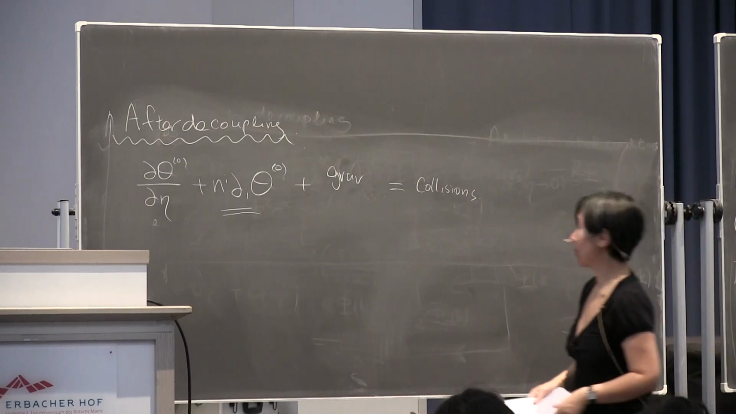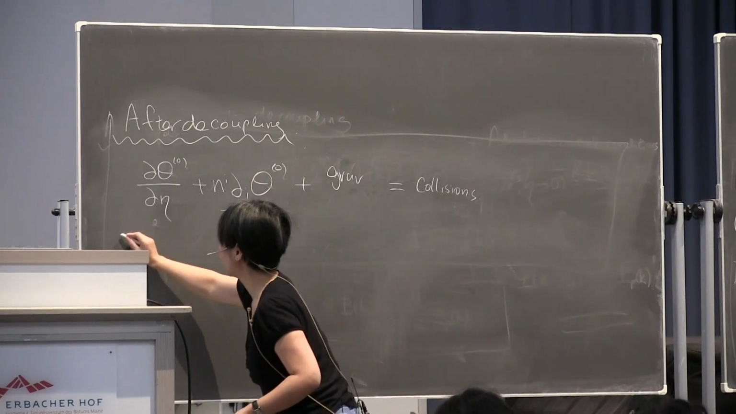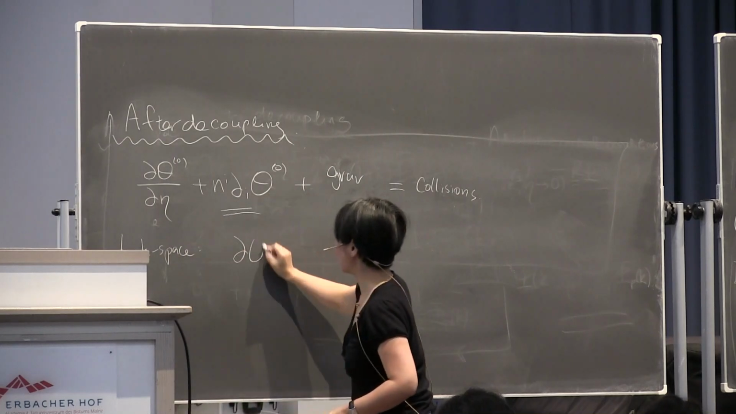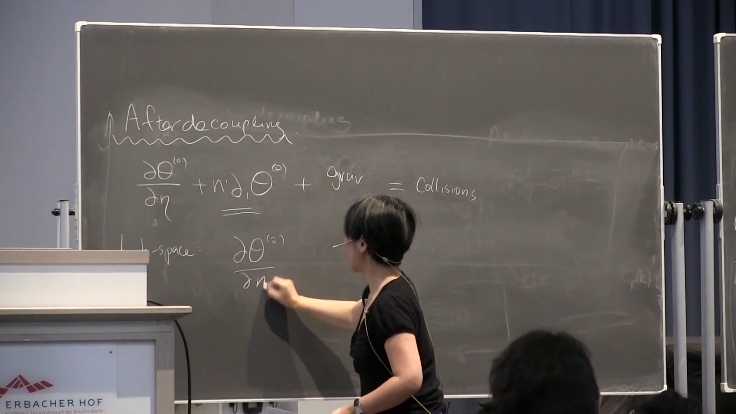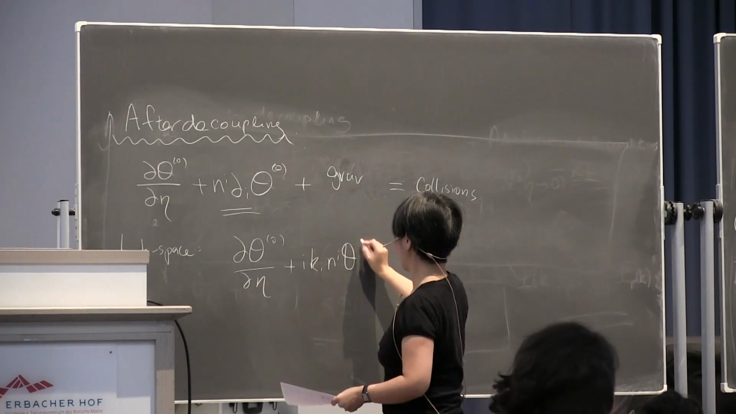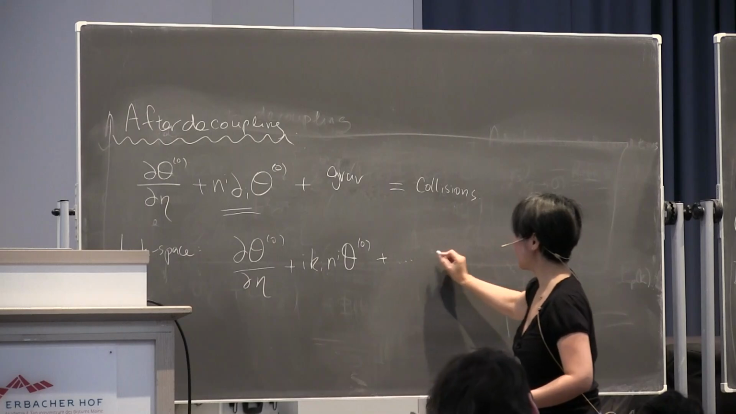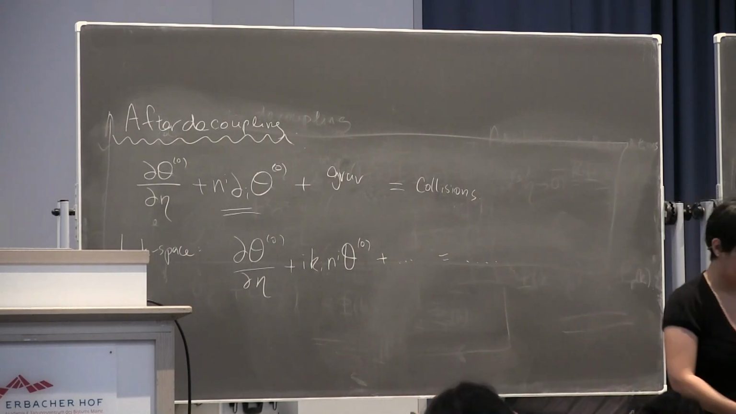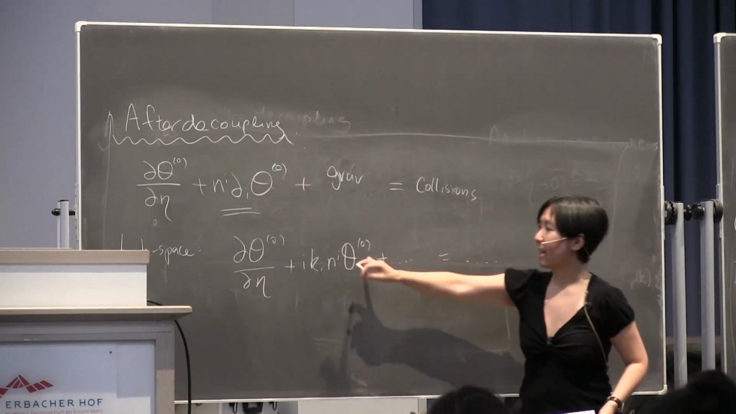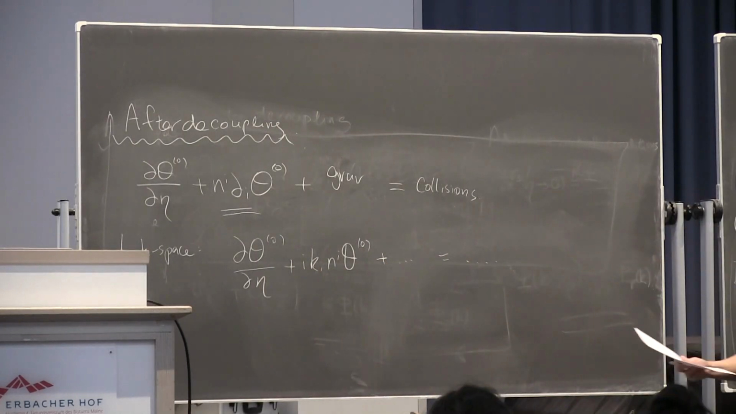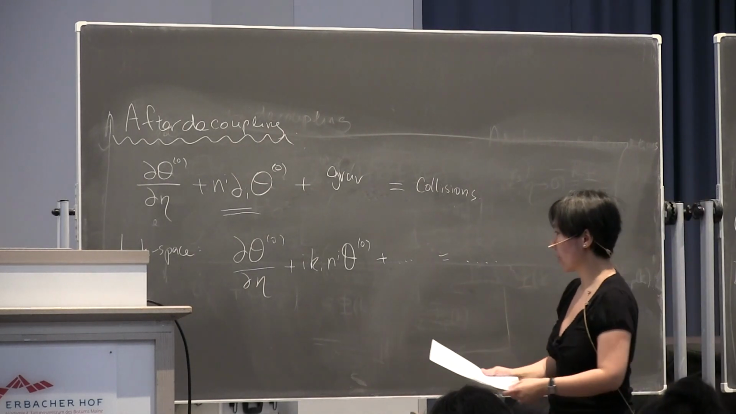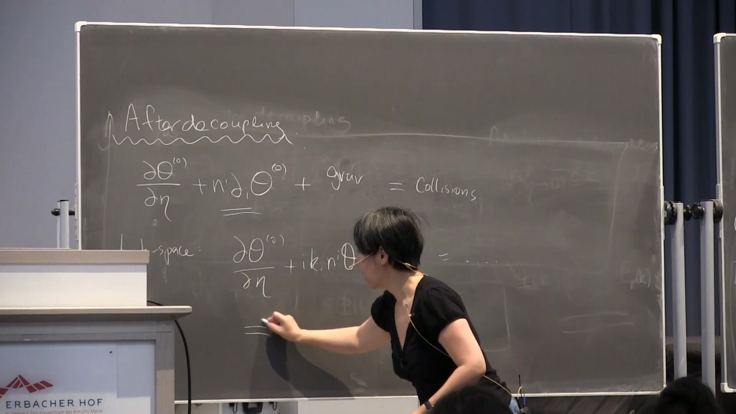Now, if I was doing this in Fourier space, then these equations just become dθ₀/dη = ik μ θ₀ plus and so on, and then the collision term. Okay. k is the wave vector again in some direction, and n̂ is the direction of the photon, as we have said before. So if I'm to solve this, it's immediately clear what kind of solution I should get from free streaming.